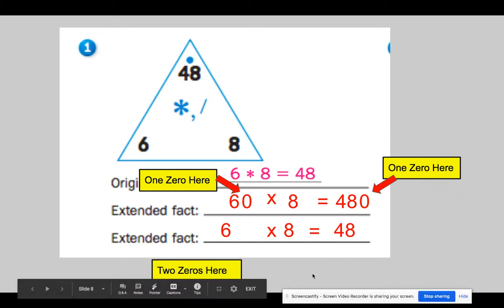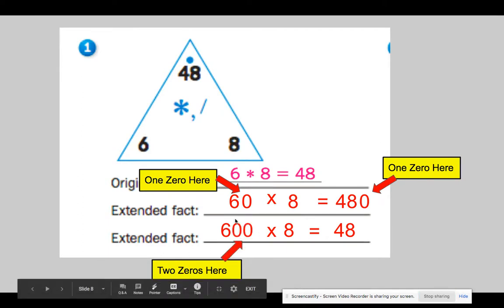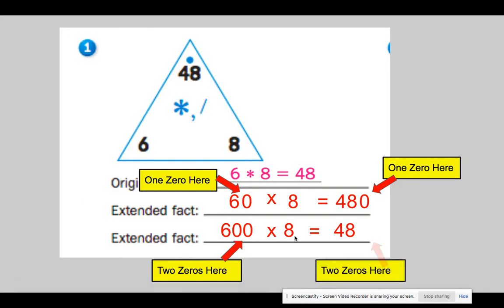Let's put that down here. So we're going to put 2 zeros here to make that 600, or we're going to extend that to make it a multiple of 100, times 8 equals, and now we got to put 2 zeros in our answer to make it 4,800.